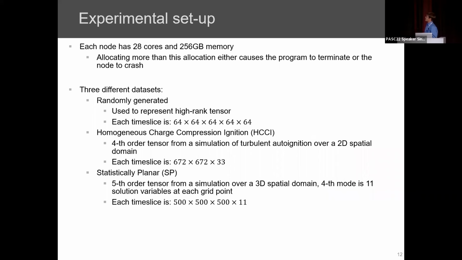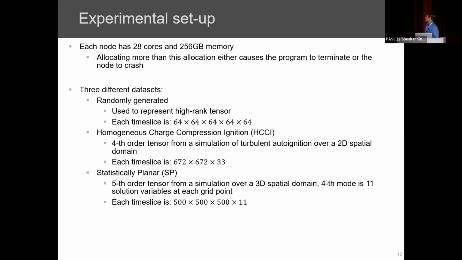So we ran on several nodes at San Diego National Labs, each with 28 cores and 256 gigabytes of memory. This memory allocation is extremely important because if we exceed this, then the computation will either terminate or cause the node to crash, much to the consternation of the server admins. And so we run on 3 different data sets. The first is a randomly generated high rank tensor, where each slice is 64 to the 5th.